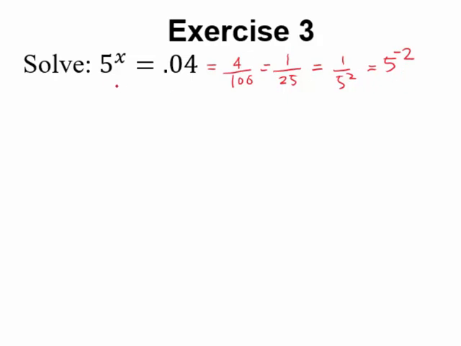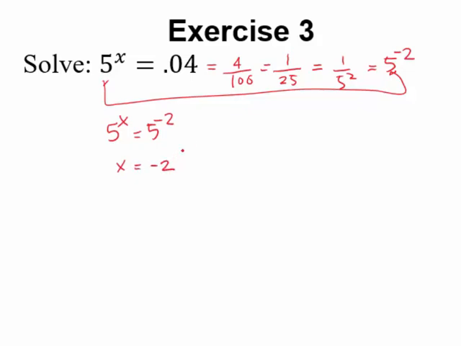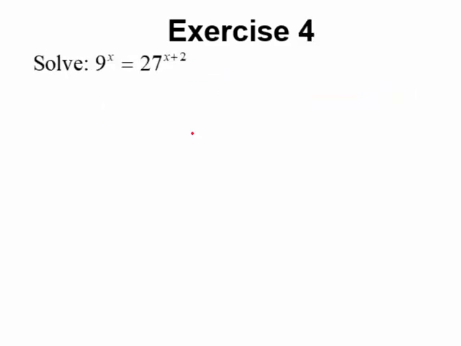So here we have it, folks. You've got both sides having the same base now. Let's rewrite everything: 5 to the x is equal to 5 to the negative 2. Therefore, we can drop those bases and say x is equal to negative 2. And sure enough, 5 to the negative 2 gives you 1 over 25, which is 0.04. So that's your solution. Let's look at the next exercise.